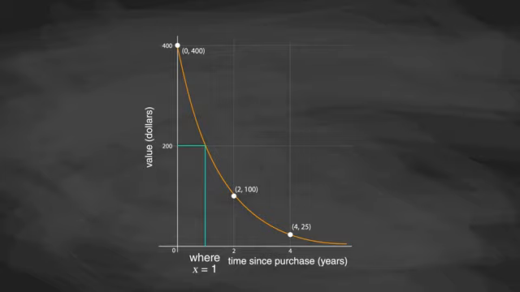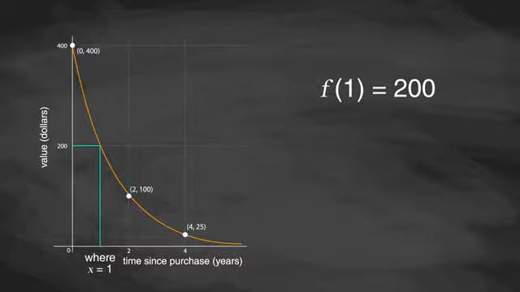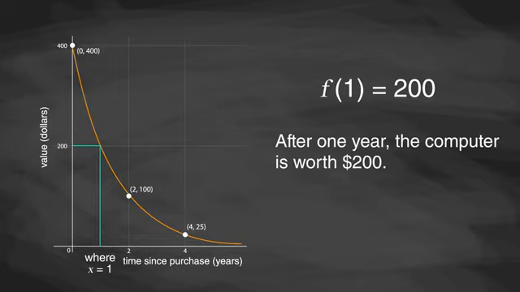What is the meaning of f of 1? F of 1 is function notation that means the function value when the x value is 1. We just determined that when x equals 1, y equals 200, so f of 1 equals 200. The graph represents the value of a computer over time, so f of 1 in the context of the problem means that after 1 year, the computer is worth $200.